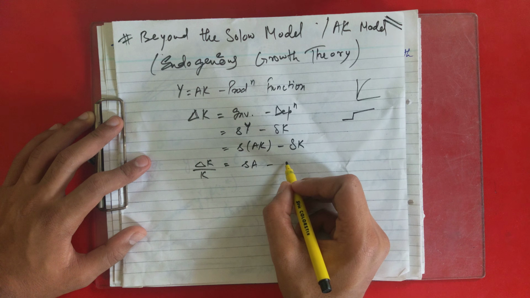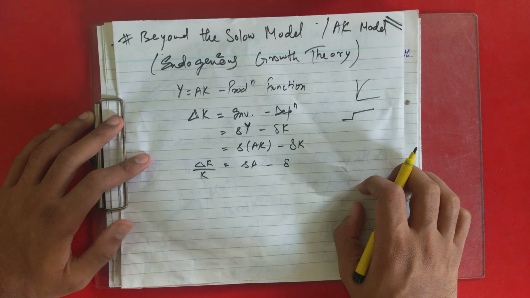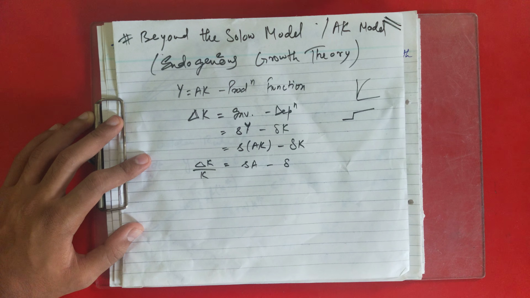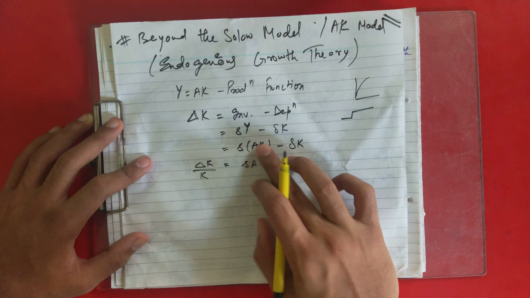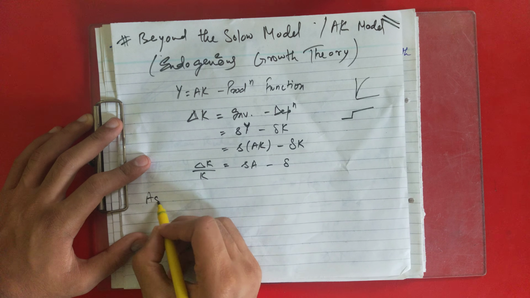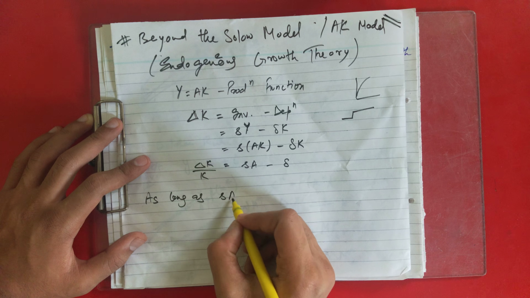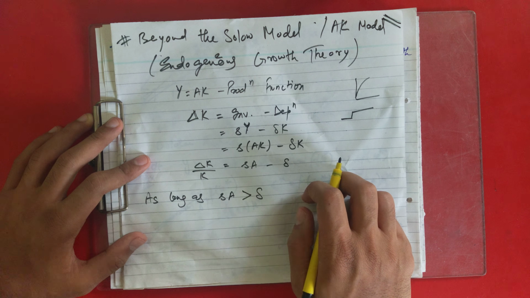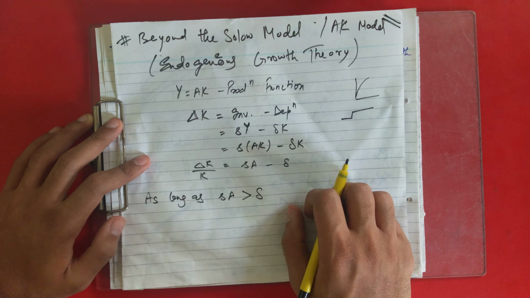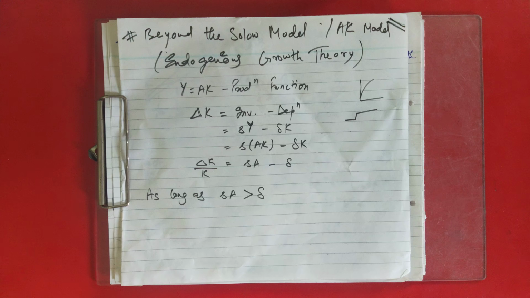sA minus delta. Now if you want to see that there is continuous growth, how can there be continuous growth? As long as your sA is greater than delta, there will be continuous growth of output without the assumption of exogenously determined technological progress.